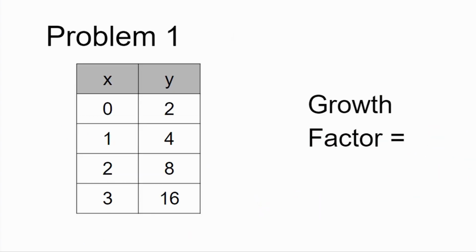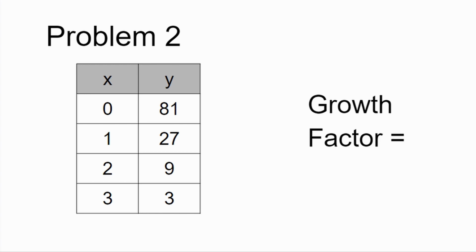Problem 1. What's the growth factor for this table? Or in other words, what do we have to multiply in order to move down each row? Notice to get from 2 to 4, we have to multiply by times 2. From 4 to 8, that's another times 2. And from 8 to 16, that's times 2. Since we're multiplying by 2 repeatedly, our growth factor is going to be 2.